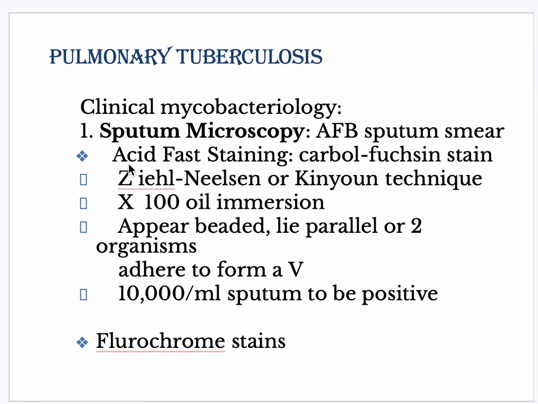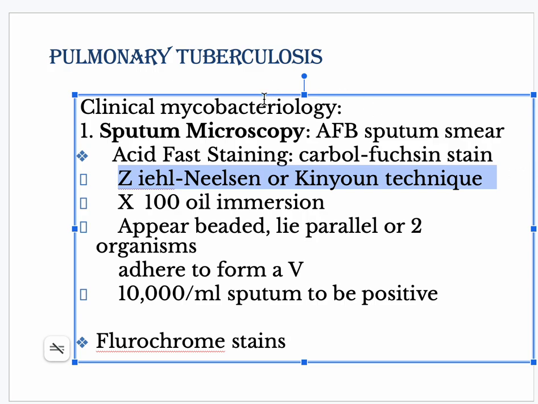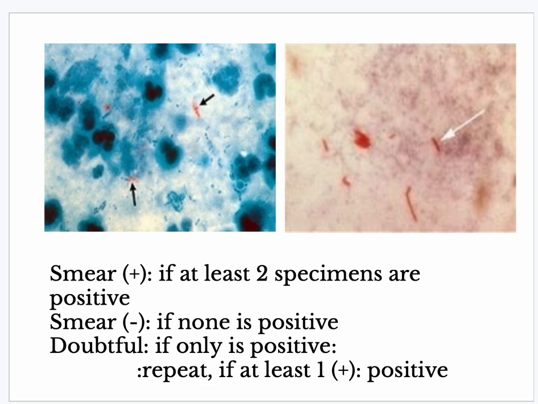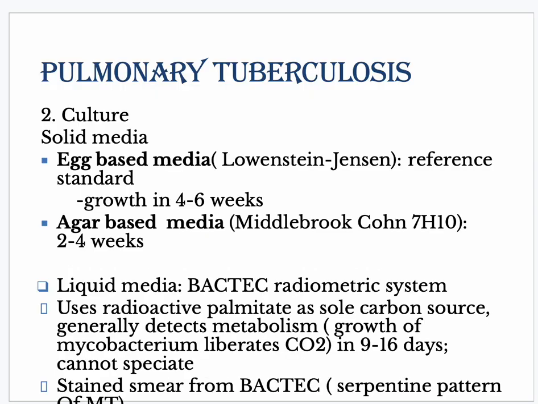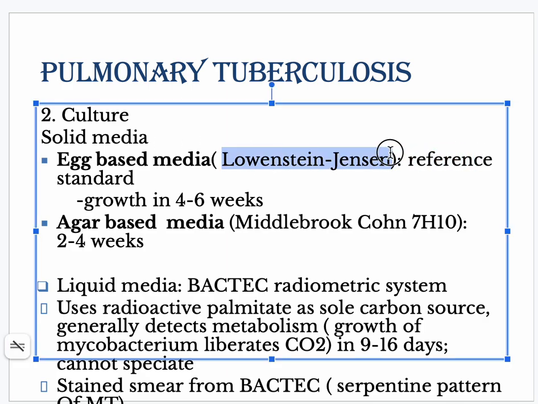So, ayan, tandaan nyo lang to, Ziehl-Neelsen or Kinyoun technique, and acid-fast staining. No? Smear is positive if at least 2 specimens are seen, no? Per right now, ito, masyado na tong pang medtech, pero baka lumabas to sa exam niyo: Lowenstein-Jensen, Middlebrook 7H10. Pero ang dapat yung malaman right now is ginagawa natin gene expert.